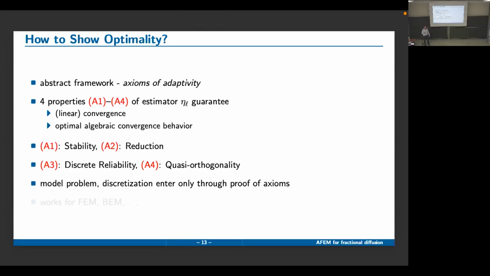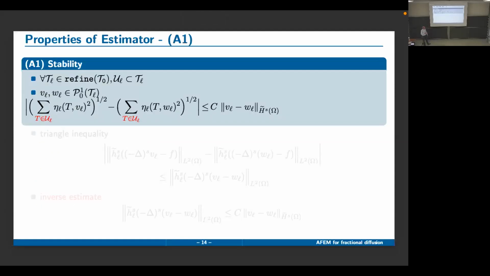I would say the beauty of this work is that the model problem and discretization only enter through the proof of the axioms. So you only have to do this for your model problem, but not the rest. So it works for FEM, it works for BEM, and as I tell you, it works for fractional. Okay, so A1 is actually the crucial thing for fractional. The rest is pretty much standard.